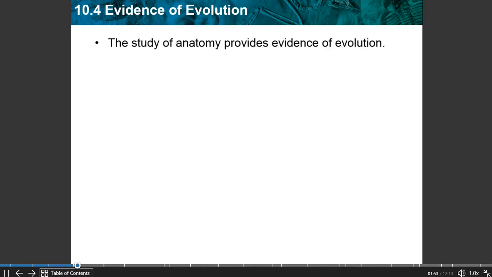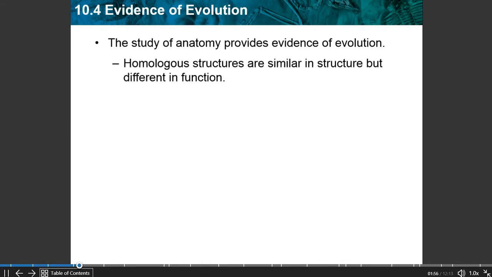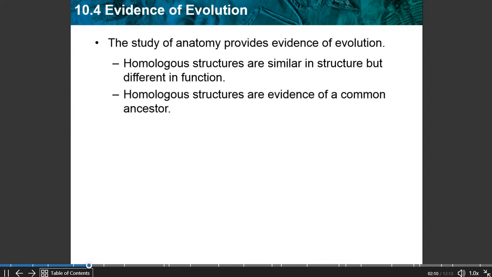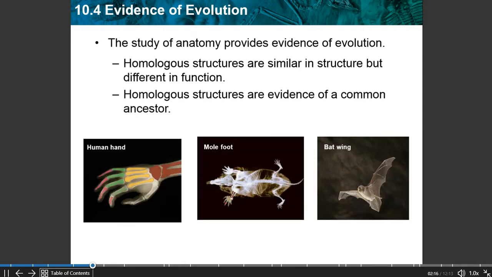The study of anatomy provides evidence of evolution. You have what are known as homologous structures, which are structures that are similar in structure but may perform a different function. They came from the same origins, though. Homologous structures are evidence of a common ancestor. If you look at the hand of the human, the mole foot, and the bat wing, all of those have the same bone structure involved in them, and those bones are highlighted there in this image.